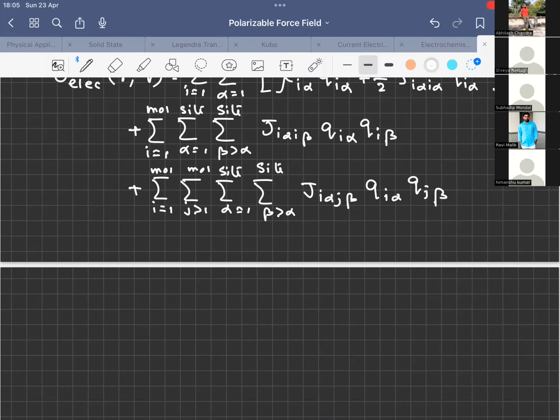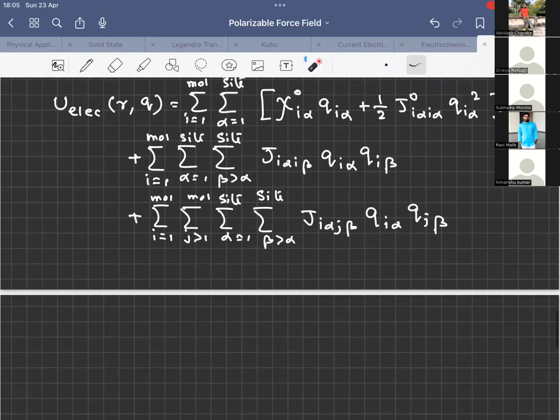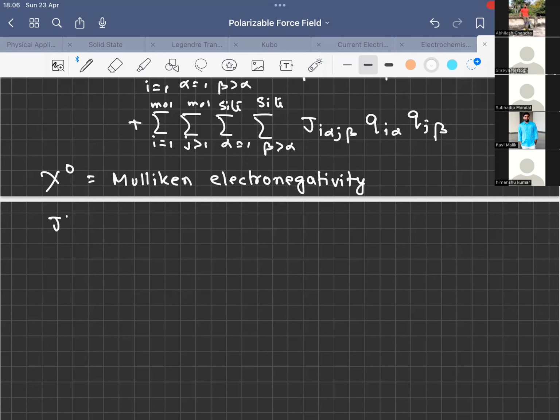Okay, so the notation is clear, but this Q is your charge, the charge of every atom, and there are two things: one is this χ, and the other is J. So χ0 is your molecular electronegativity, and this J0, you can say J, is your absolute hardness. So this charge is treated as an independent variable, and the polarization response is determined by the variation in the charges.